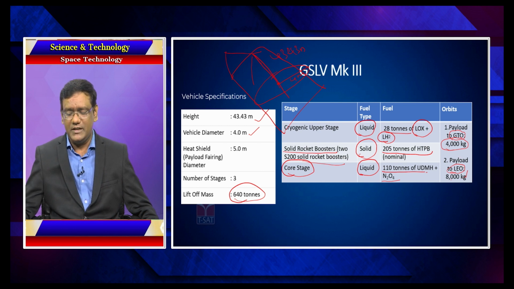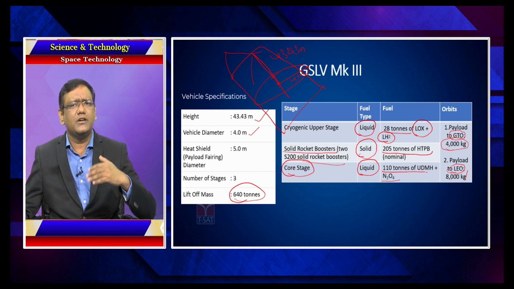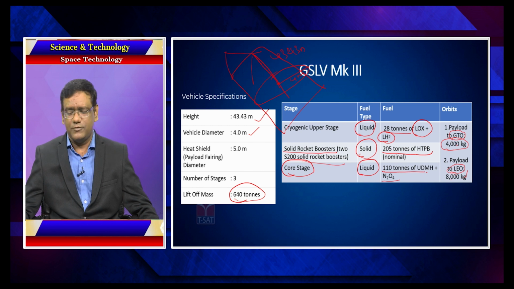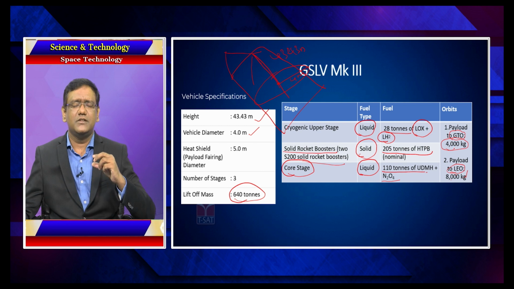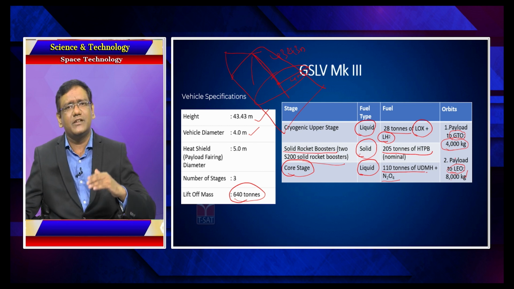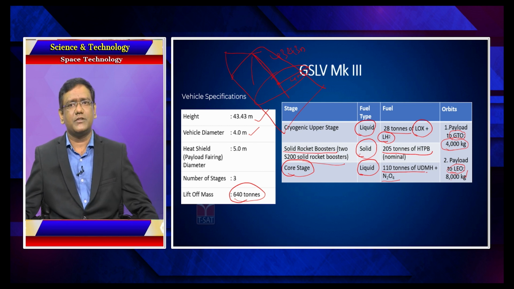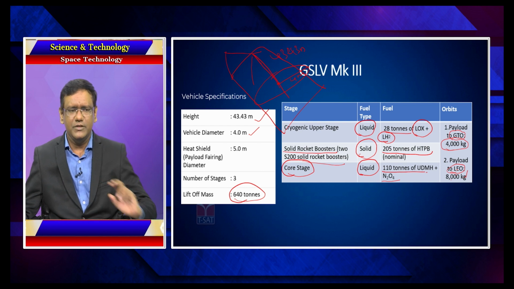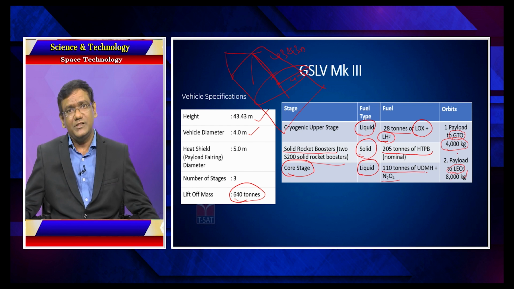Why is the payload less here and more there? Because LEO is a low Earth orbit, around 600 kilometers, whereas GTO is 35,000 kilometers. If you want to take it a longer distance, you need to have a smaller payload, and if you want to take it a shorter distance, we can use more payload. That is how it works. So this is about GSLV Mk3.